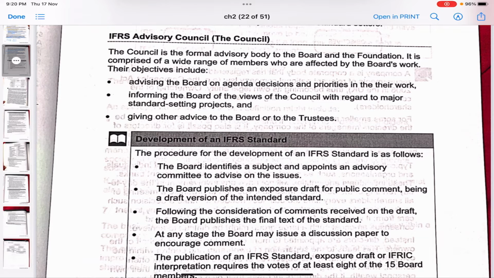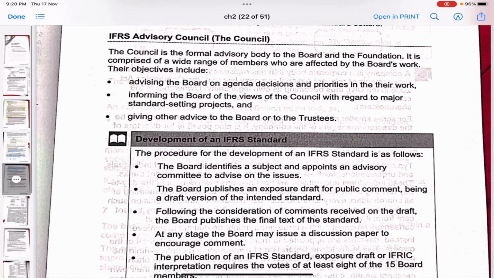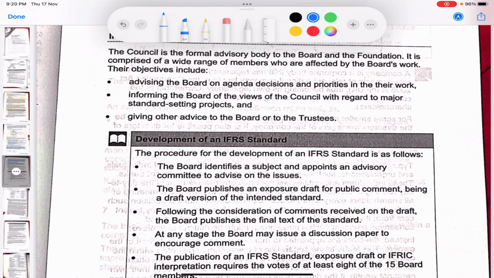Moving on, we now come to the Advisory Council or the Council. So you know what the Advisory Council basically is. The Council is a formal advisory body to the board and the foundation. So to whom is it an advisory body? The IFRS Advisory Council is a formal advisory body to the board, which is the IASB, as well as the foundation, which is the IFRS Foundation. It is comprised of a wide range of members who are affected by the board's work.